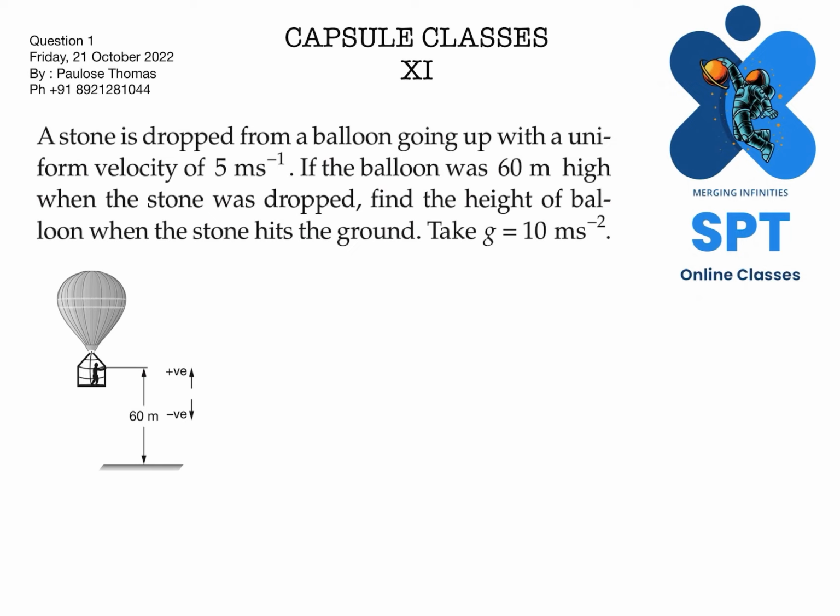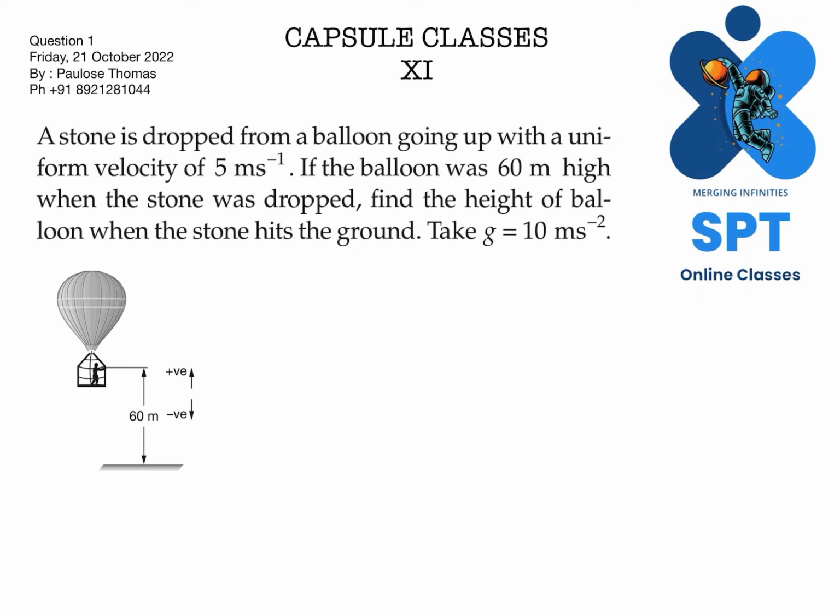So we need to calculate the height of the balloon from the ground when the stone hits the ground. Here we are taking the sign convention as the upward direction as positive and the downward direction as negative. You are dropping a stone from a 60-meter height, and when you drop that stone, the balloon is already going up with the uniform velocity 5 meters per second.